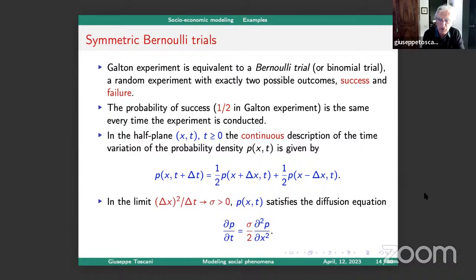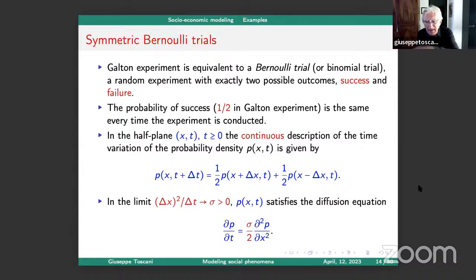So to give a continuous description of the Galton experiment, you have a probability density. This probability density changes in time at each step. The probability changes in this way: 1/2 of the probability to go to the right at time t plus 1/2 of the probability to go to the left, in the sense that if you are at a certain point x at time t plus delta t, you arrived with probability 1/2 from above on the left and with probability 1/2 from above on the right.